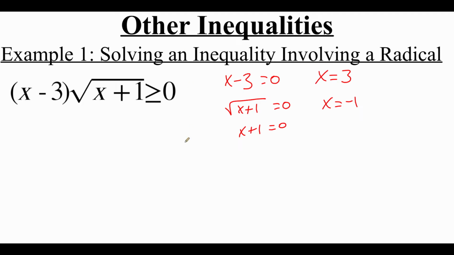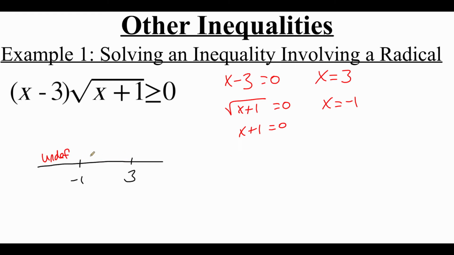Now I'm going to use this to start building my sign chart. As we're checking whether these intervals are positive or negative, if I start left of negative 1, say negative 2, I can safely plug negative 2 into this first one and I'll get a negative result, but I can't safely plug negative 2 into my second value because I'll end up getting a negative number underneath the square root. So left of negative 1, this is actually undefined.